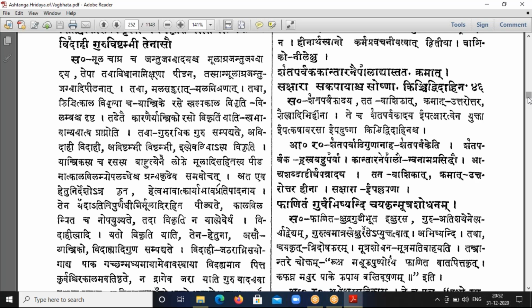Because they are Sakshara, having some Kshara property, Sakashaya, some Kashaya property, Soshna, a little bit Ushna, and Kinjit Vidahinaha. They are a little bit Vidahinaha as well. So they are considered as inferior to the first two. So that is all about the types of Ikshu, what we saw in Ashtanga Hridaya.